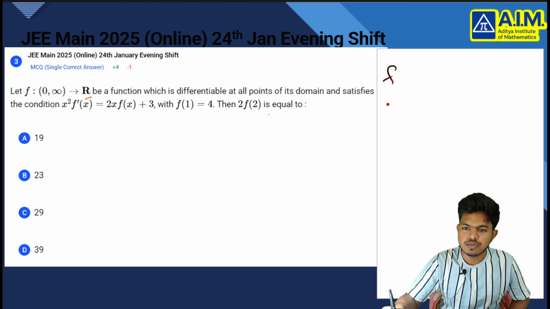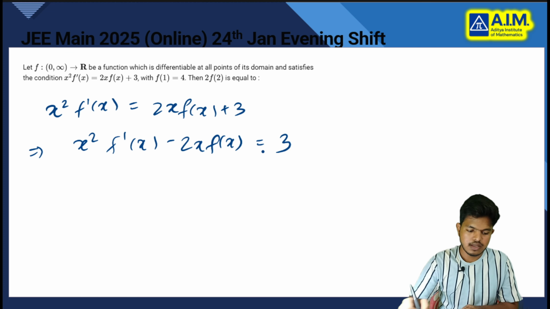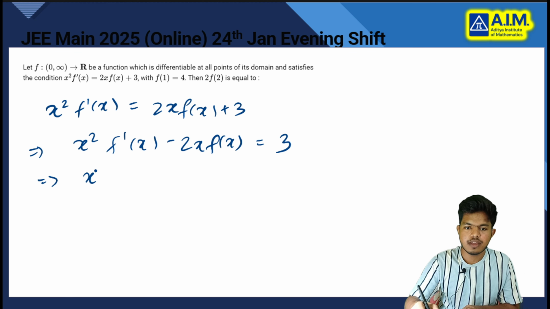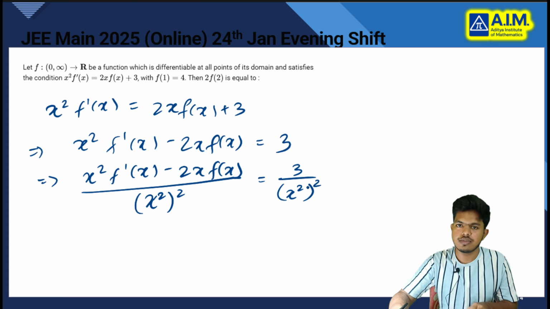So I am writing the given part. x square f dash x equals 2x f of x plus 3. We can write x square f dash x minus 2x f of x equals 3. This implies x square f dash x minus 2x f of x divided by x square to the whole square, and on this side also I am dividing by x square whole square. Why I did that, I'll let you know after some time.